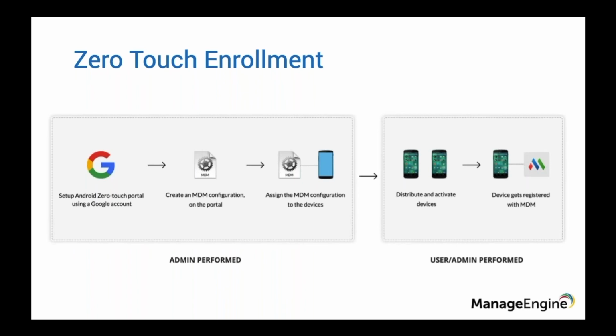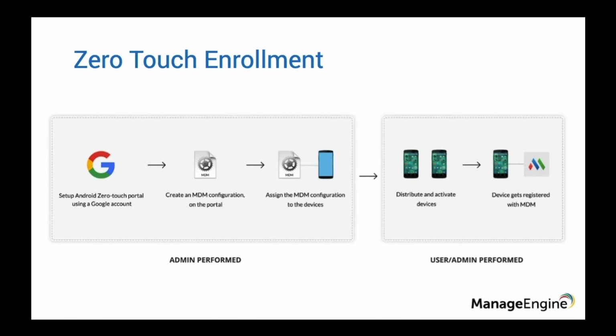Now we look at zero touch enrollment, which is the DEP equivalent for Android devices that has been commissioned by Google. This is how zero touch enrollment actually works. Firstly, you need to set up the Android zero touch portal by providing a Google account. Then you need to create an MDM configuration on the portal and then assign the configuration to the devices that have been added to the portal.